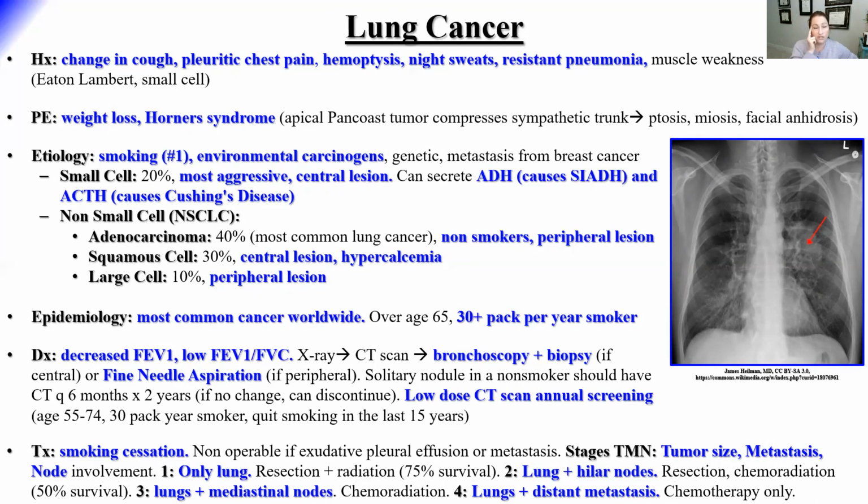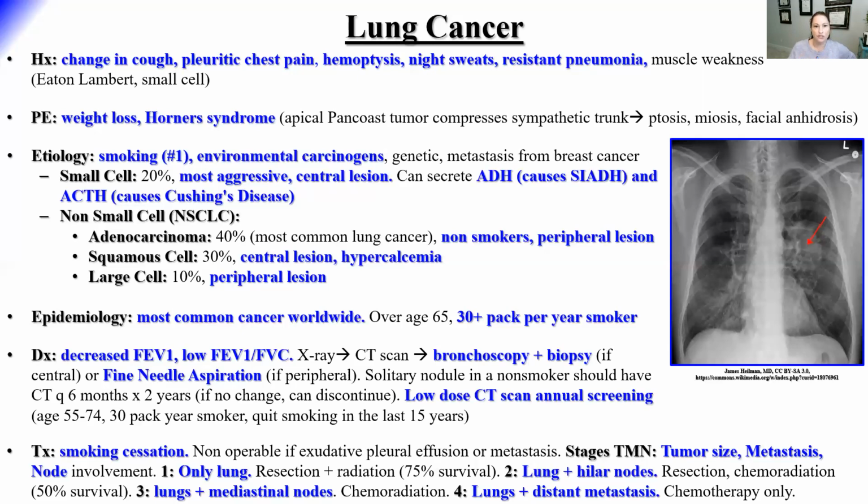So the way that I remember the central lesions is they kind of sound like C. So small cell, squamous cell sounds like central. Squamous cell can also be associated with hypercalcemia. Large cell is the second peripheral lesion. Adenocarcinoma is the first peripheral lesion. Large cell makes up about 10% of lung cancers. This is the most common cancer worldwide, and we typically see this over age 65 in a 30+ pack year smoker.